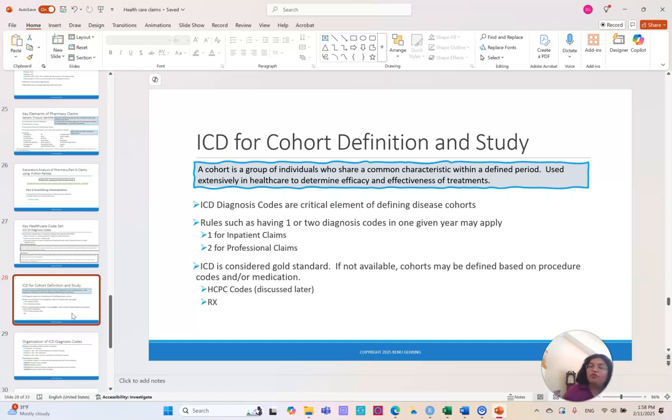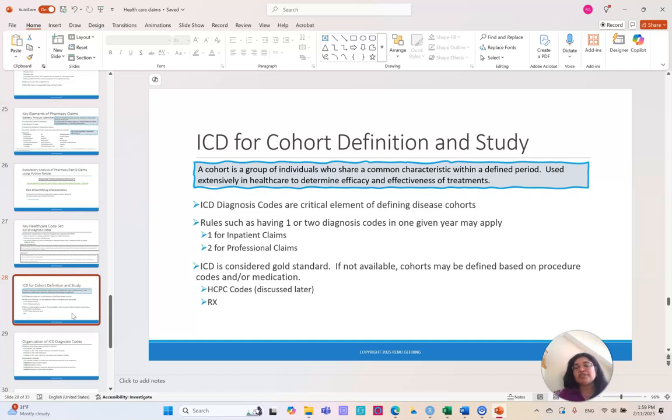Once we define a cohort, say, the people who have diabetes in those 2 years, then we can determine what their treatments are, and we can compare them and get to the efficacy and effectiveness of treatment. That's the main idea behind cohort definitions. However, the example that I'm giving is very, very simplistic. Cohort definitions can be very extensive. And obviously, ICD diagnosis codes are critical elements of defining disease cohorts.